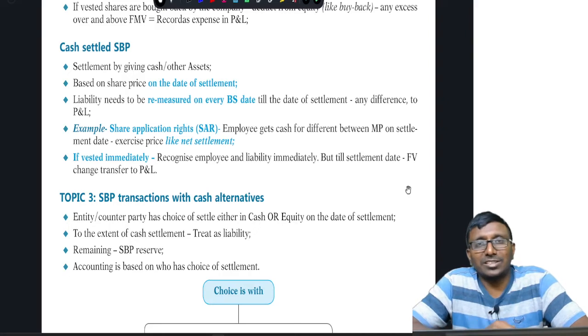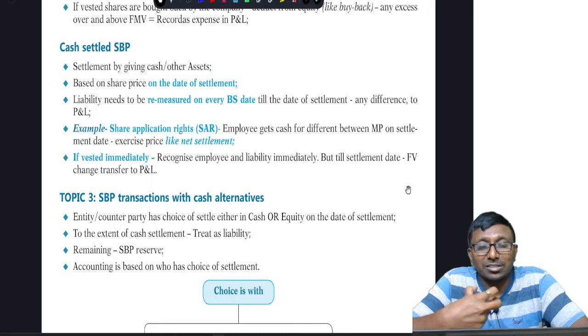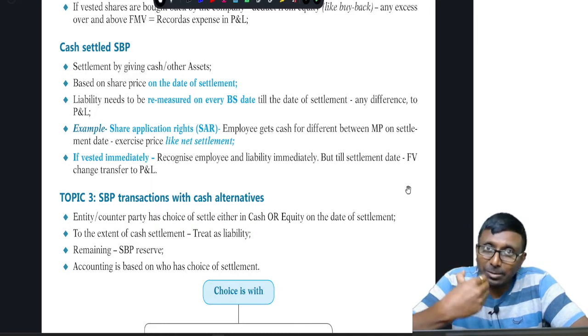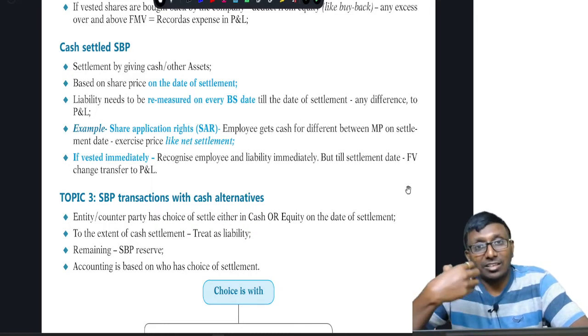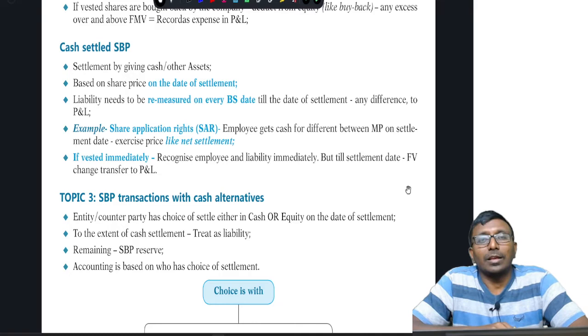In case of equity settled share based payment, the fair market value of the option on the grant date will not be revised. But with respect to cash settled share based payments, you are supposed to remeasure the value of the option on every balance sheet date till the date of settlement, and even on the date of settlement also you are supposed to remeasure it. And prospective accounting is going to be there.